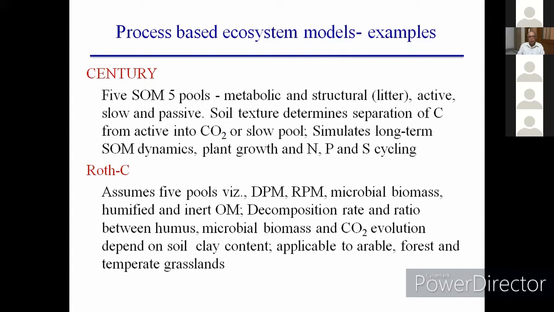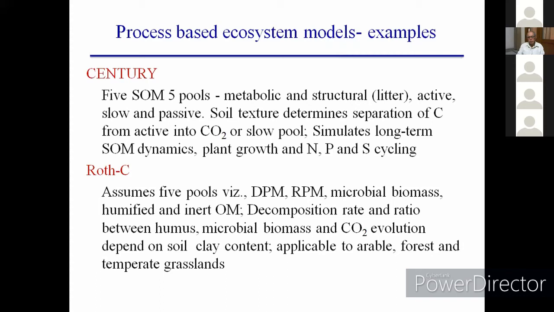Another very commonly used model is RothC, from Rothamsted. Different versions are available, and they have been updating it all the time. Again, they also assume 5 pools. One is decomposable plant material, DPM, and resistant plant material, RPM, and then they have microbial biomass. Then they have humified organic matter and inert organic matter. Here it is now again.